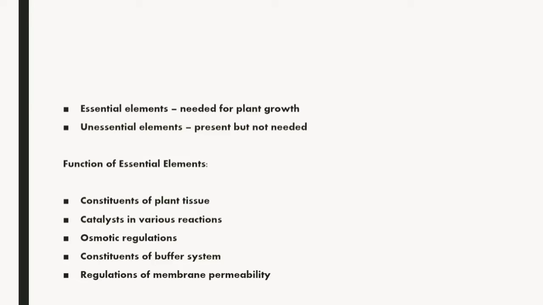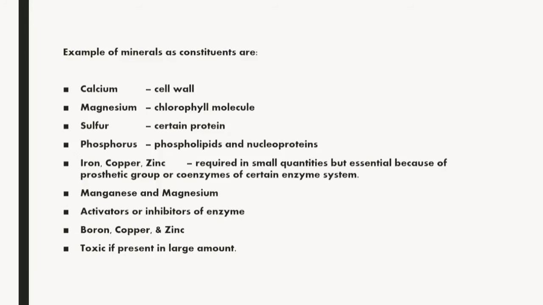Here are the functions of essential elements. First, constituents of plant tissue. Second, catalysts in various reactions. Third, osmotic regulation. Fourth, constituents of buffer systems. Lastly, regulation of membrane permeability. Here are examples of minerals as constituents. Calcium, in the cell wall. Second, magnesium, in the chlorophyll molecule. Third, sulfur, in certain proteins.